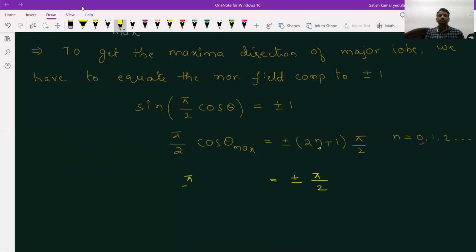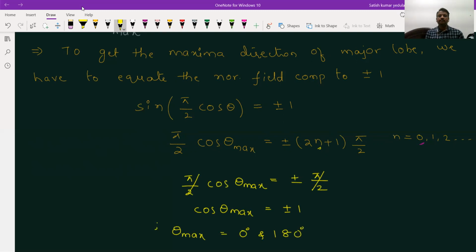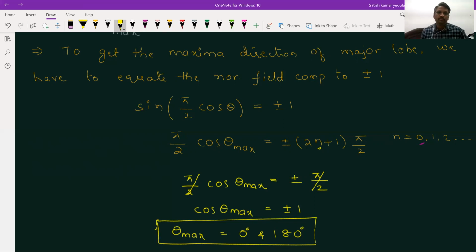And this is also pi by 2 cos of theta max. This and this get cancelled. So cos theta maximum is equal to plus or minus 1. For what value of theta maximum are you getting plus or minus 1? Directly you can say it is 0 degrees and 180 degrees. That's it. This is the maxima direction of the major lobe, which itself indicates that the array is radiating along the array axis. I'll show you that in the diagram. No need to worry.